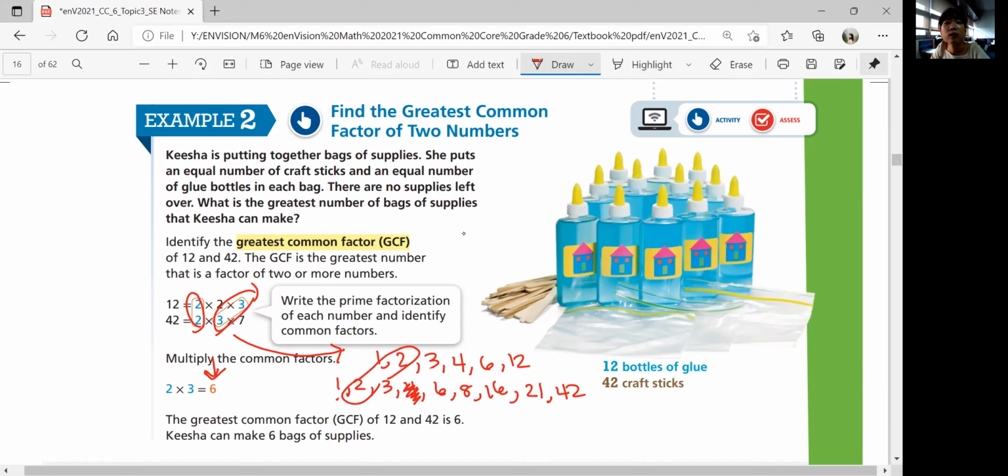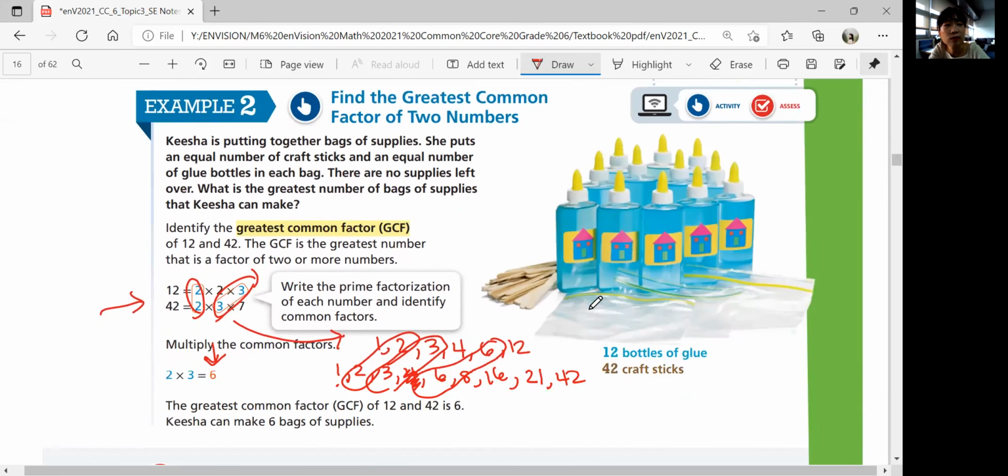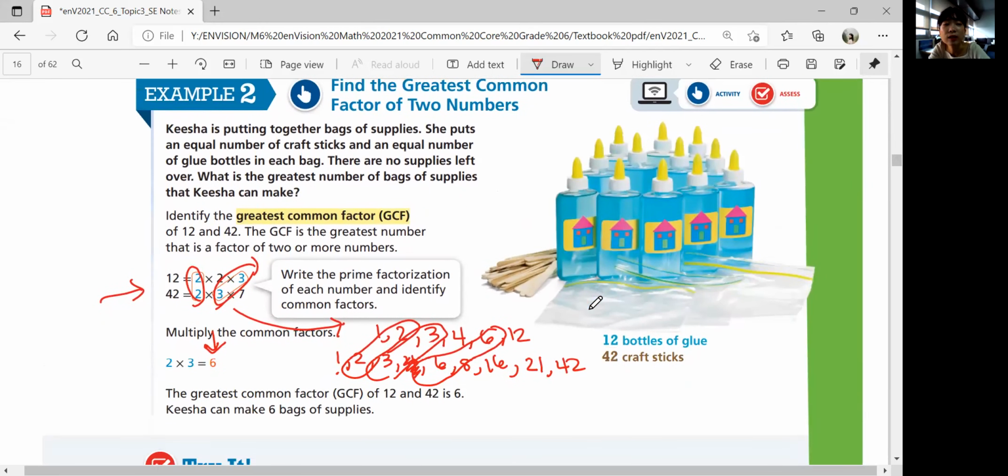They have 1, which doesn't count really, 2 and 3, and 6. So 6 is the greatest common factor for them. Nothing bigger than that would they have in common. So this is called the greatest common factor of 12 and 42. And this is how you get greatest common factor easily using the prime factorization. Getting all the common prime numbers and multiplying them together makes a greatest common factor for both. So the greatest common factor is 6.